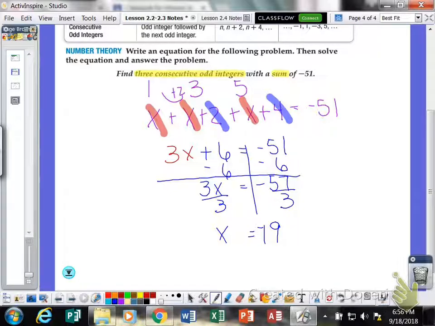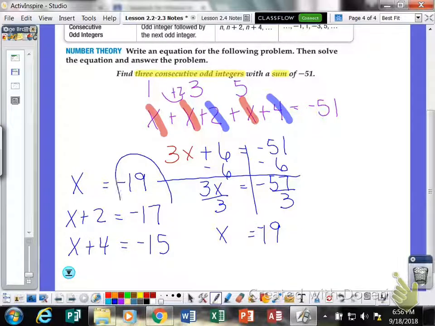Now let's go back up here because we had x plus 2, and we had x plus 4. So if x is negative 19, the next integer would be x plus 2. So negative 19 plus 2, negative 17. And the next integer would be x plus 4, and x was negative 19. So negative 19 plus 4 is negative 15. So there's our 3 consecutive odd integers.